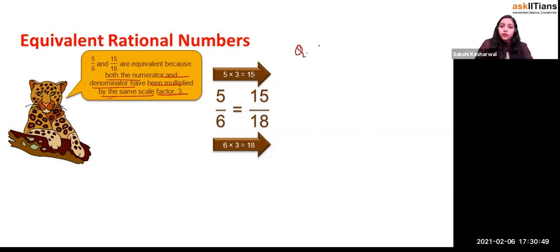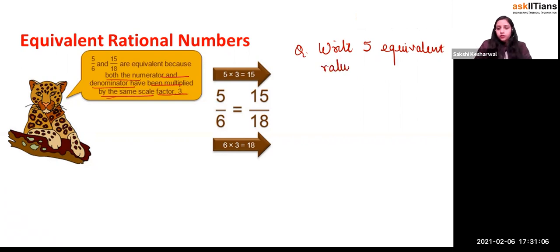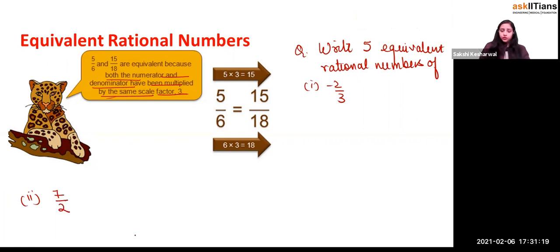So I can give you the question. Write 5 equivalent rational numbers of the first part, which is minus 2 by 3, and the second part is 7 by 2. This is the question given to you, right?